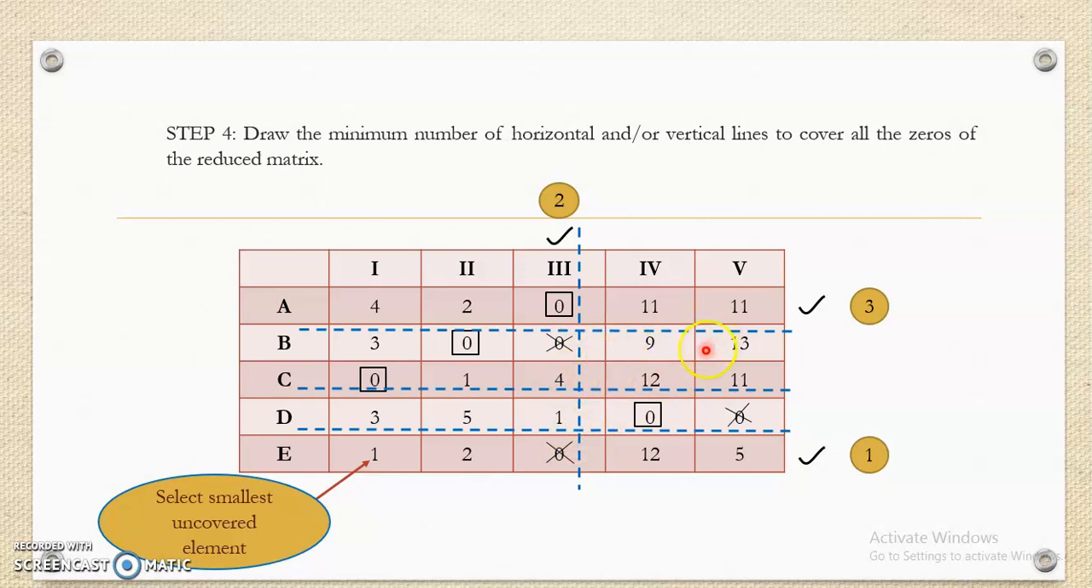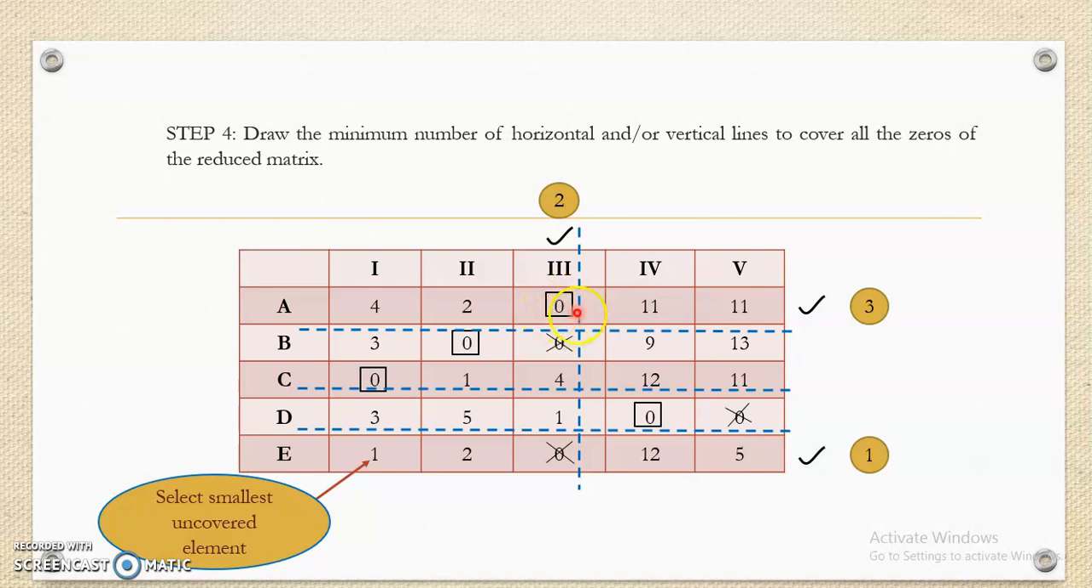Before drawing the lines, we have to mark the rows and columns. So how to mark the rows and columns? At first we have to mark a row which doesn't have any assigned zero. This row doesn't have any assigned zero, so let us mark this first row. Now consider a column which has a 0 element, then mark that column. Now observe the marked column.